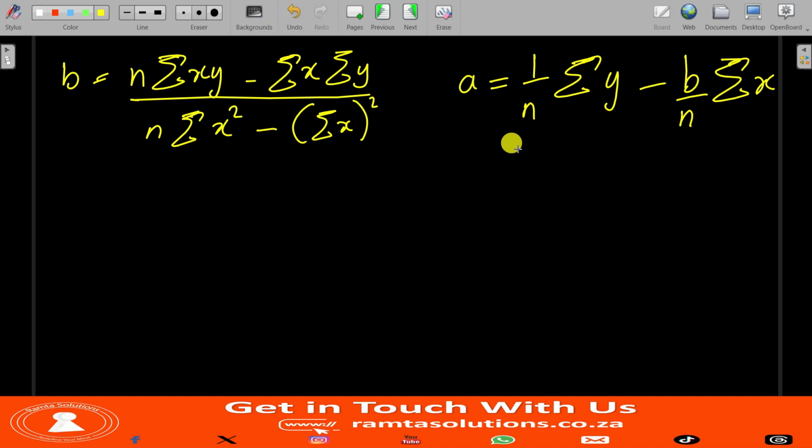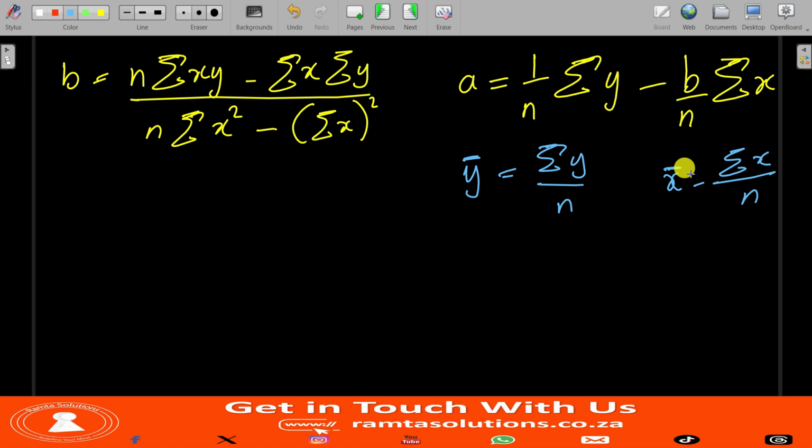to this part here. I'm going to use a different color. I want you to note something here. When you look at this, you are seeing sum of y values over n. And here, you are seeing sum of x values over n. What does this represent? Sum of y values over n must be the mean of y values. And what is this one? This must be the mean of x values.